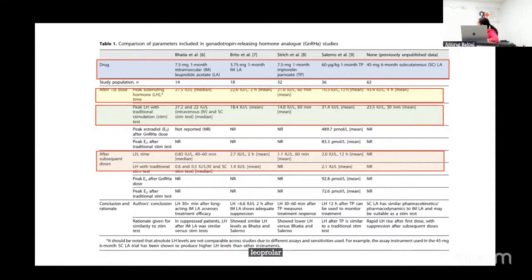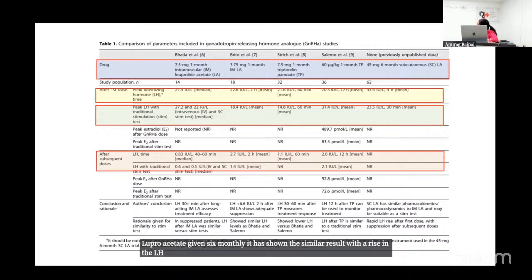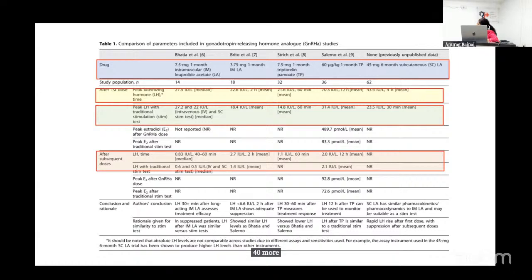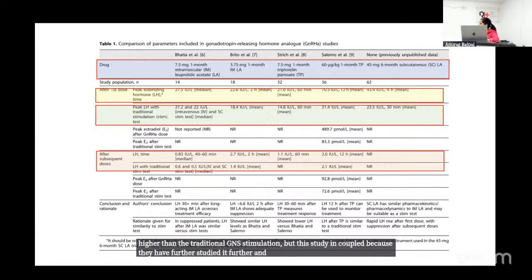In the last column, where they used the 45 milligrams leuprolide acetate given 6 monthly, it showed a similar result, with a rise in the LH levels of more than 40, higher than the traditional GnRH stimulation. But this study is incomplete because they studied it further and gave the results of suppression. I will show that in the further slides.